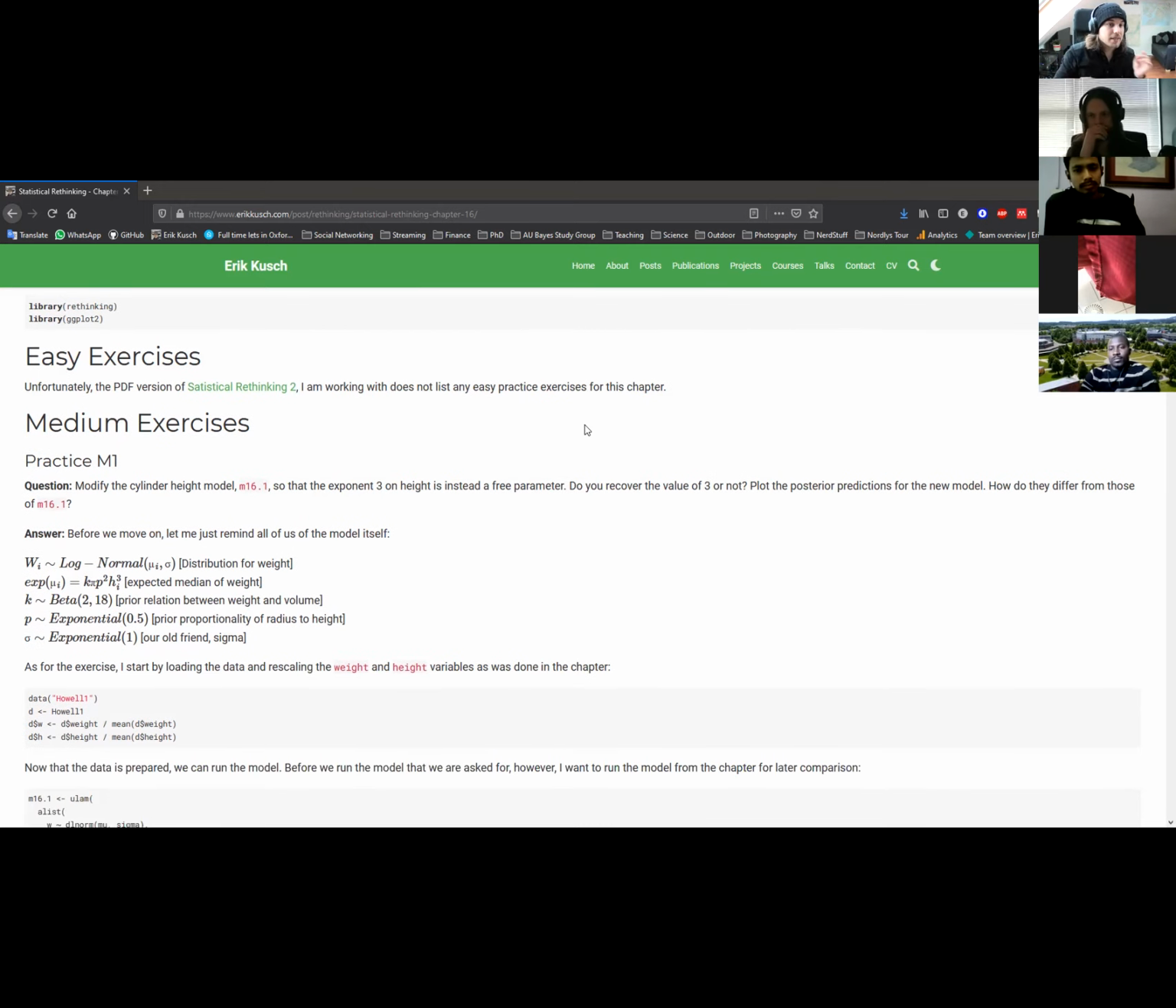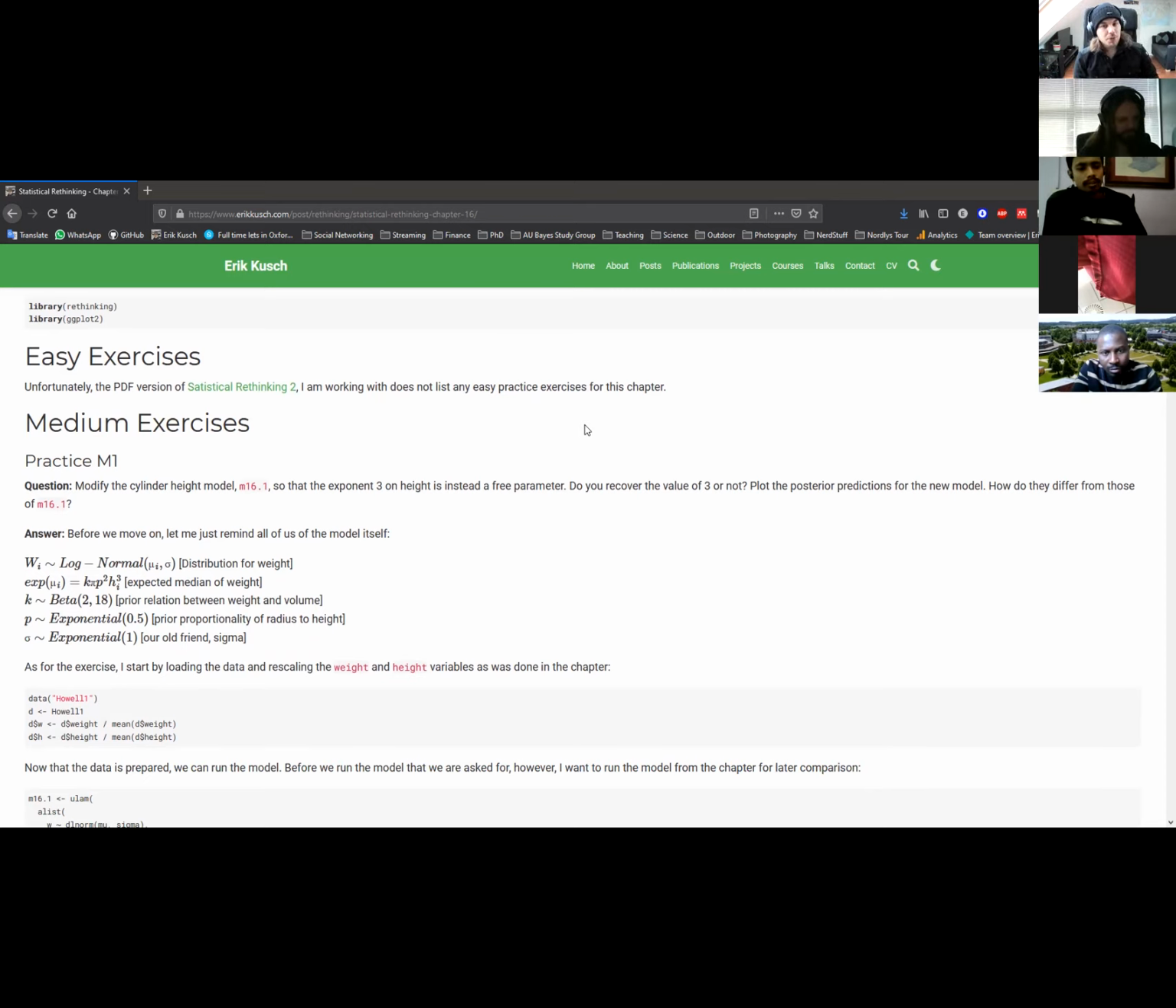But let's talk through the exercises. Thankfully, the PDF version of the book that I'm working with doesn't have any easy exercises included in it, so I just jumped over all of those. There might be some in the print version, there probably are. The PDF doesn't have any bucket, so medium exercises it is. The first medium exercise asks us to modify the cylinder height model, which we just talked about a few minutes ago, so that the exponent 3 on height is instead now a free parameter, which is to be estimated from the actual data.